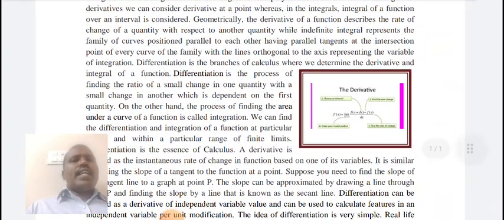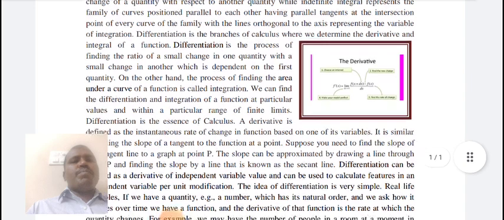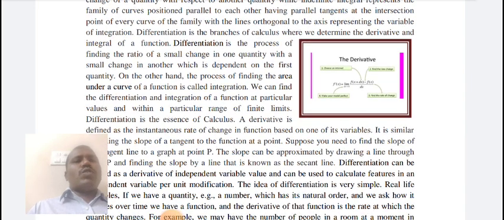Geometrically, the derivative of a function describes the rate of change of a quantity with respect to another quantity, while the indefinite integral represents a family of curves positioned parallel to each other, having parallel tangents at the intersection points of every curve of the family with the lines orthogonal to the axis representing the variable of integration.